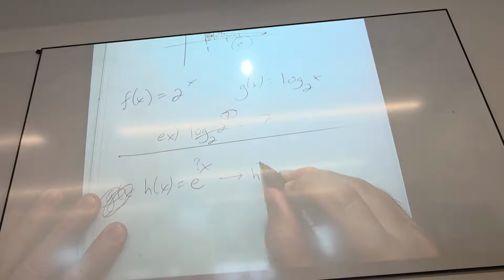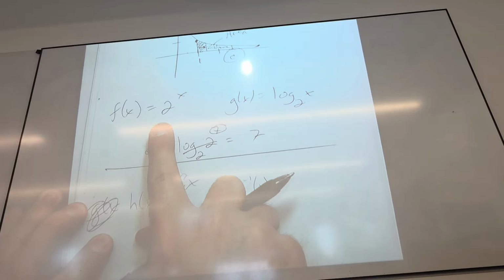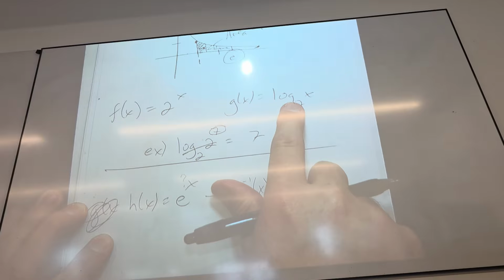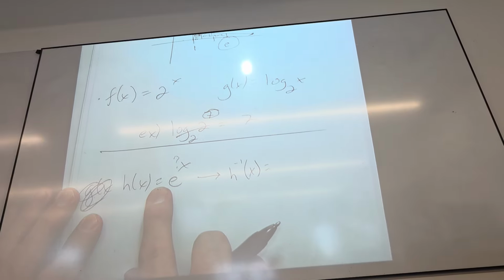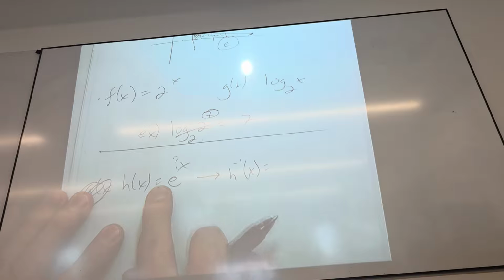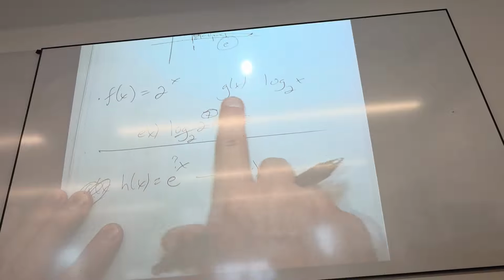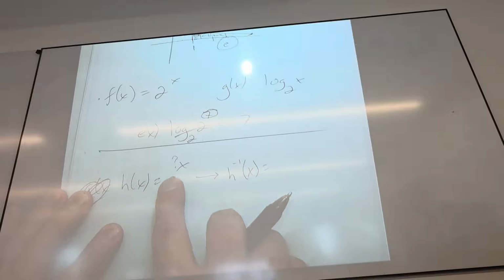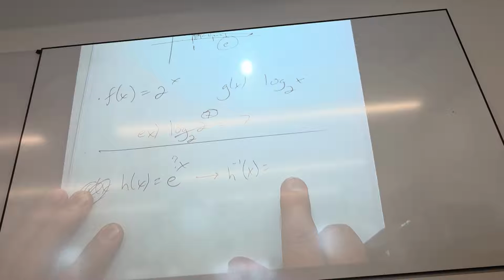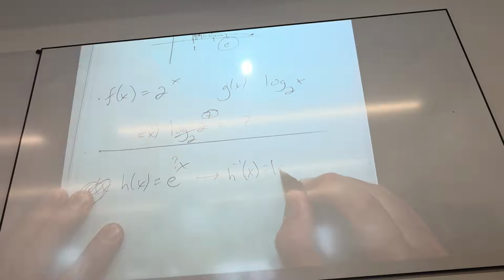Well, you guys tell me, based on this fact, that these are inverses, what would this guy's inverse look like? You can do it. 2 to the x, the inverse is log base 2 of x. E to the x, the inverse would be? Log base E of x.